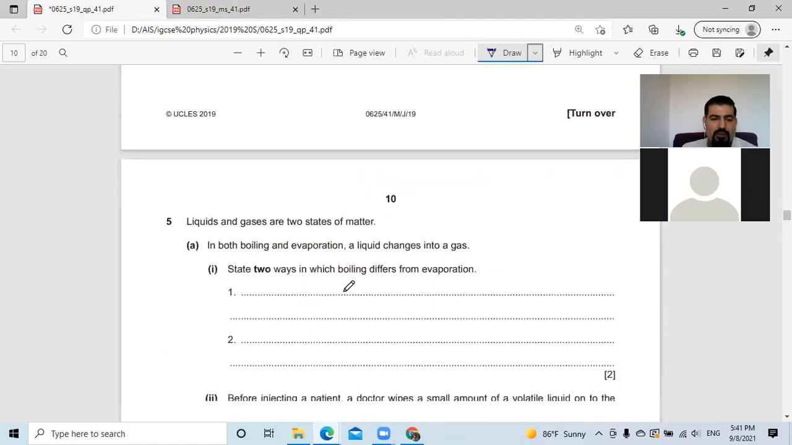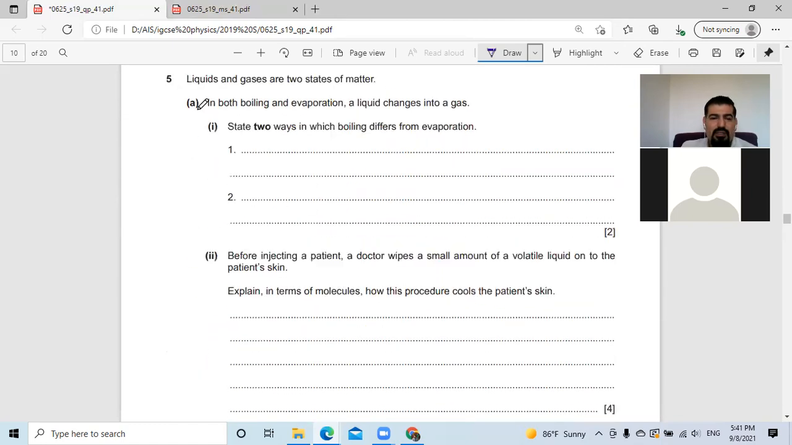If we go back to question number 5, liquid and gases are two states of what? Of matter. We have several states of matter. The main three states of matter are solid, liquid, gas. There is plasma, and there are another 15 different states of matter according to several theories of physics. In both boiling and evaporation, the liquid changes into what? A gas. State two ways in which boiling is different from evaporation.